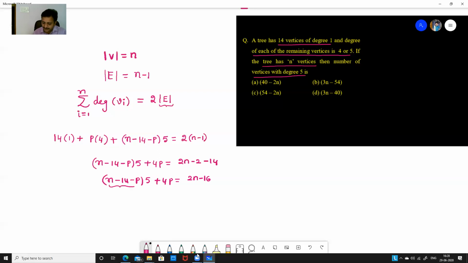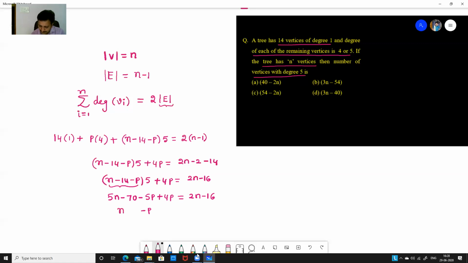These are the number of vertices of degree 5. Okay, which is equal to n minus 14. Let me simplify, sorry for the mistake. I can write 5n minus 70 minus 5p plus 4p is equal to 2n minus 16. So here minus 5p plus 4p equals minus p only. Here it is 5n and I want to keep only one n.